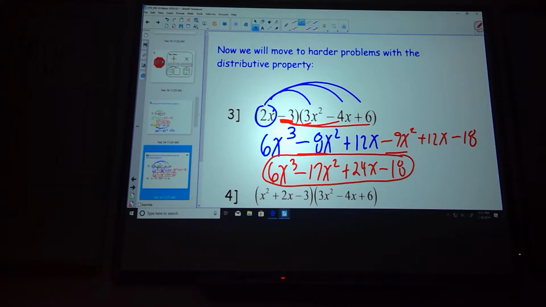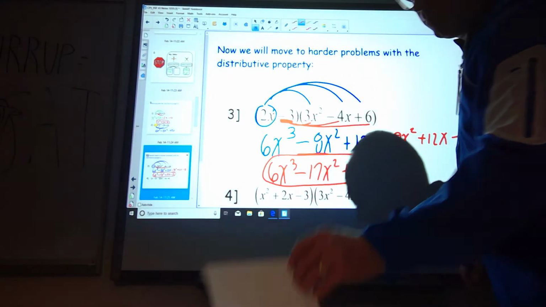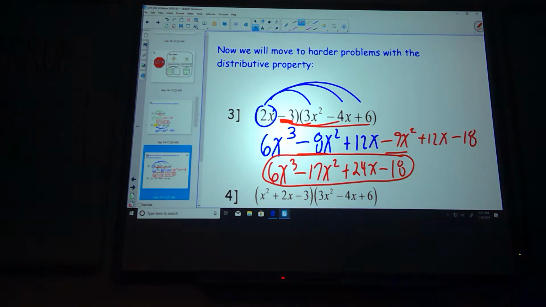What do you think? Number 4. Yeah, number 4 looks a little goofy, huh? Oh, okay. Dang. Where are we? All right. Okay. Can I move on? Ready for number 4?